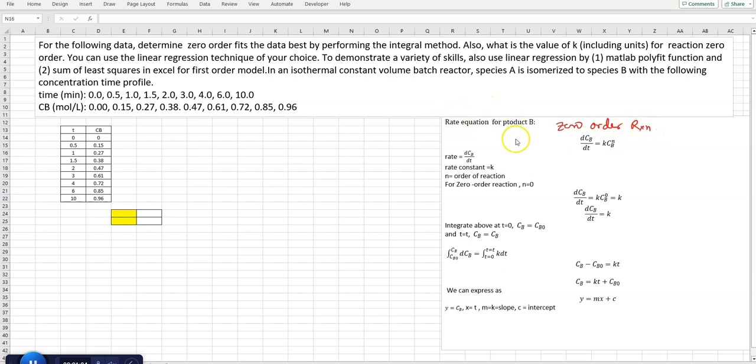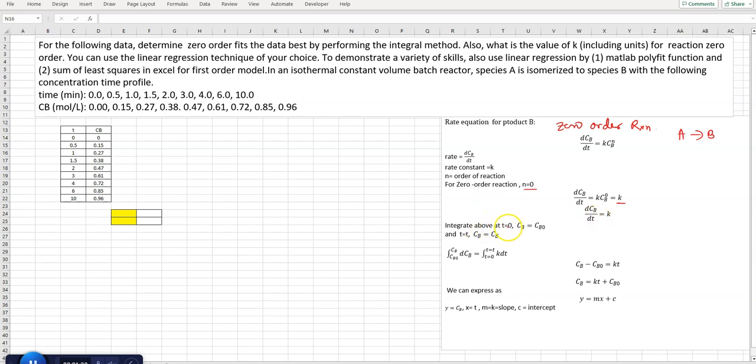Now the rate equation for product B. Here A is going to isomerize and produce B. So the rate of reaction for the product is dCB by dt equals K CB to the power n. Here dCB by dt is the rate, the rate constant is K, and n is the order of reaction. For zero order reaction, n is 0. If I put n equal to 0, then dCB by dt is equal to K.